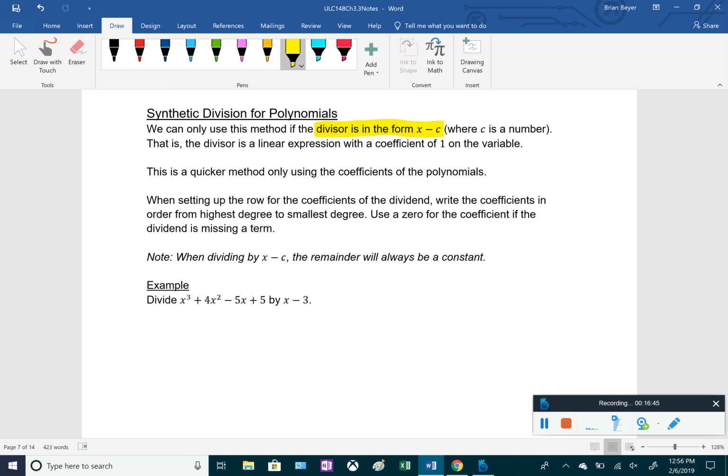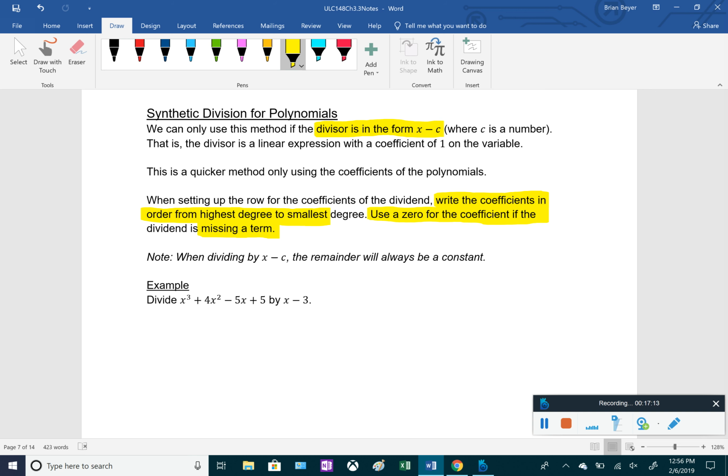When we set up the coefficients of the dividend, we have to make sure that we write the coefficients in order from highest degree to smallest. And we need to use a 0 for a coefficient if it's missing a term. So we have to put a coefficient of 0 in if it's missing the term.